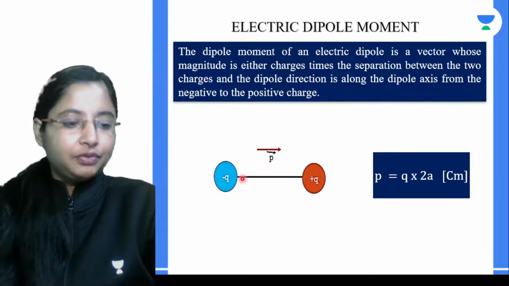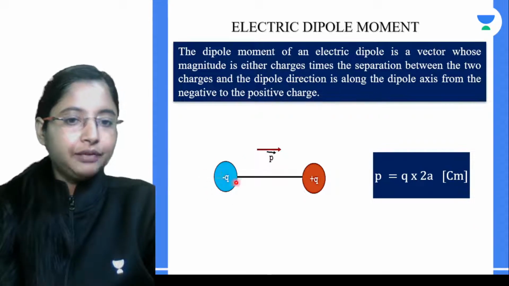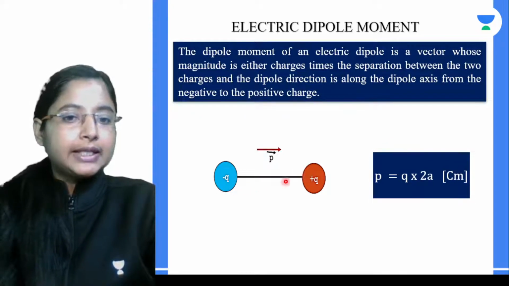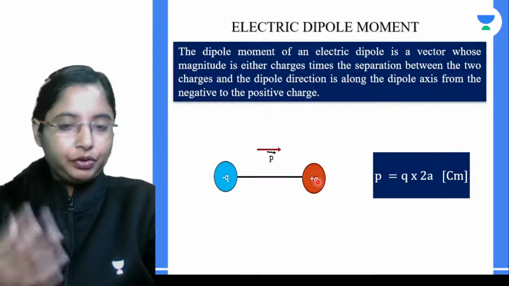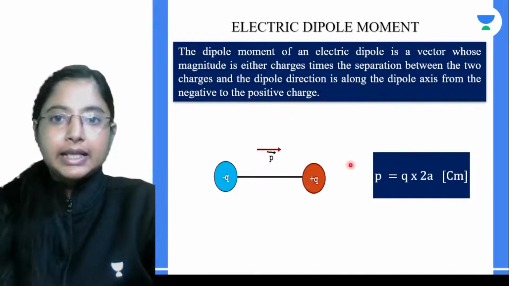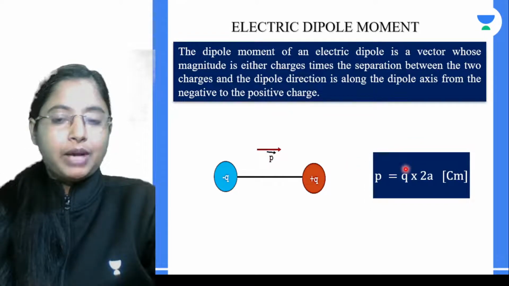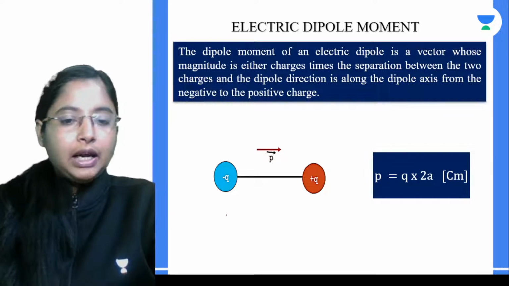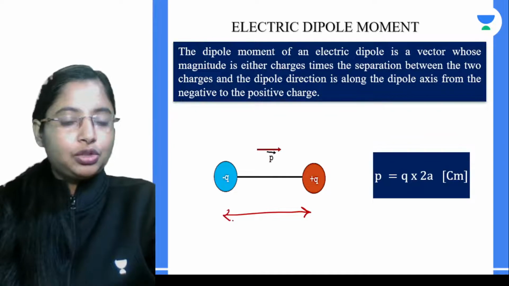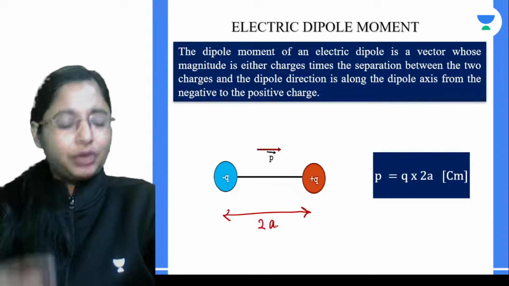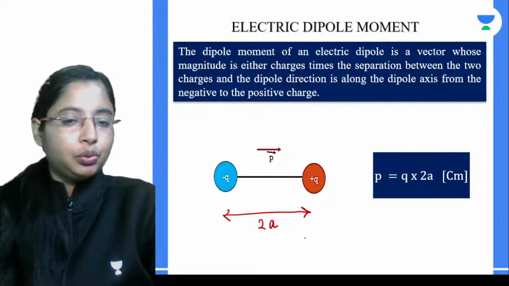Why? Because if this is -2 microcoulomb and the other is +2 microcoulomb, magnitude wise they are the same. It's just that one is a positive charge and another is a negative charge. So you take the magnitude of one of the charges, and then the distance between these two charges. The distance over here you can take as 2a. You can take it as d, but most books take it as 2a.